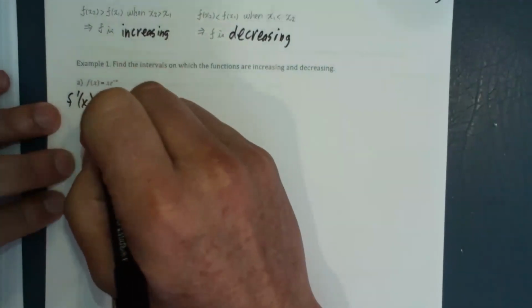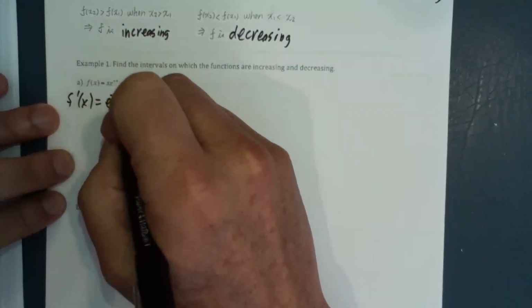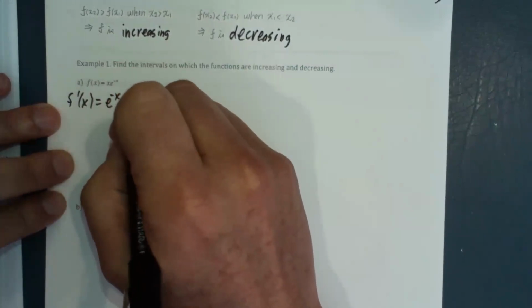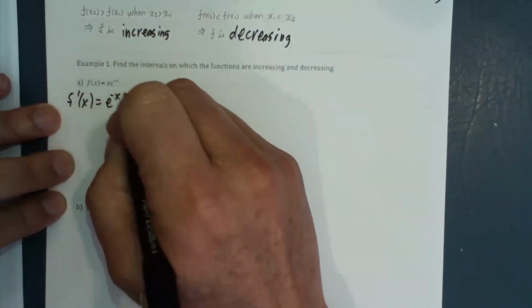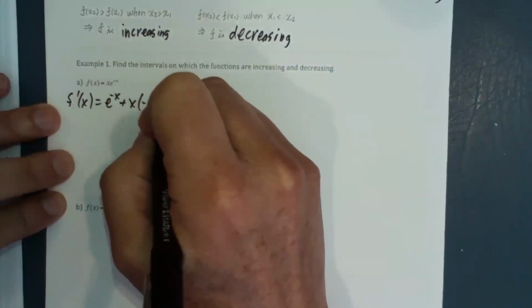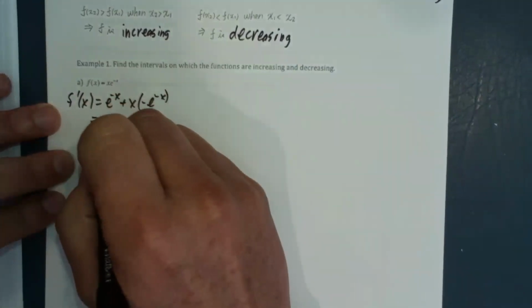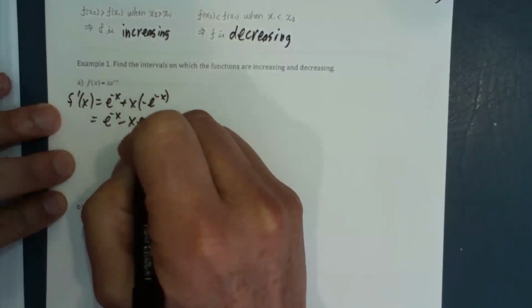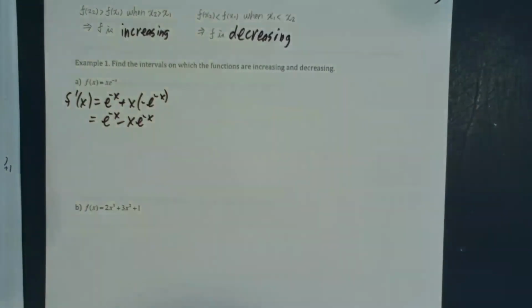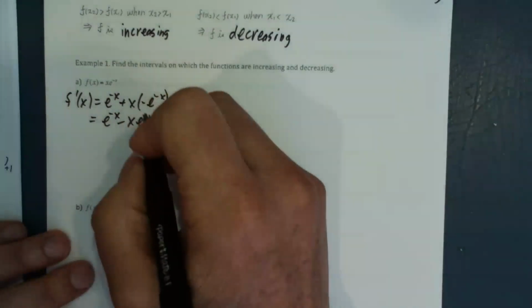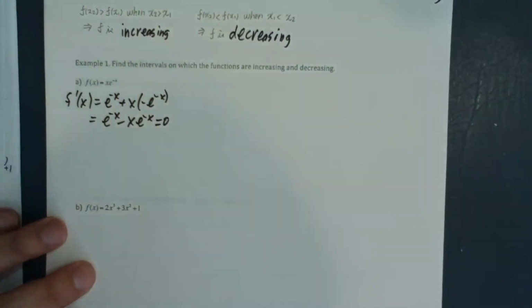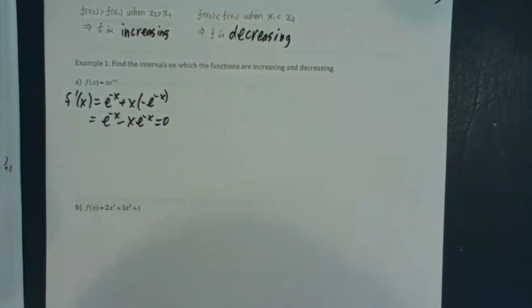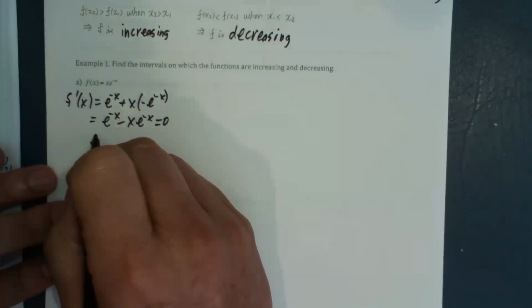So the derivative of x is 1 times e to the negative x, plus x times the derivative of e to the negative x, which is negative e to the negative x. I'm going to rewrite that as e to the negative x minus x e to the negative x. What we basically want to do is know when this is equal to 0, and then we're going to figure out its breaking point. I'm going to go ahead and factor out an e to the negative x.